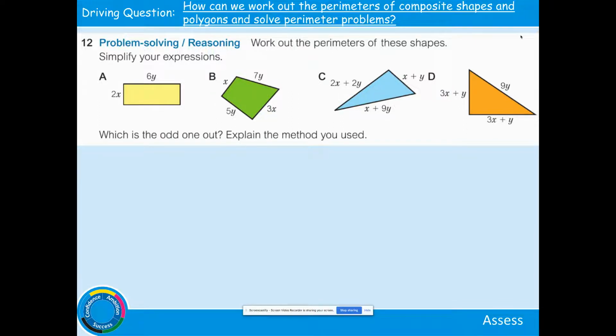Okay, let's look at 12A. This is 6y, so we know that's 6y. This is 2x, so we know that's 2x. You can put those on your diagram if you so wish. Right, so there's my starting point. So I'm going to have 6y, add 2x, add 6y, add 2x.